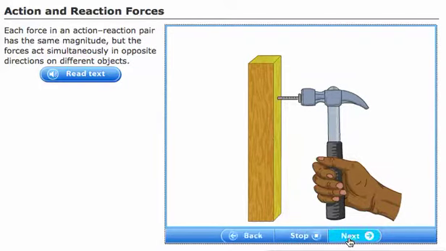A simple way to remember Newton's third law is to remember that forces always exist in pairs. That is, for every action, there is an equal and opposite reaction. The hammer exerts force on the nail. The nail resists the force.